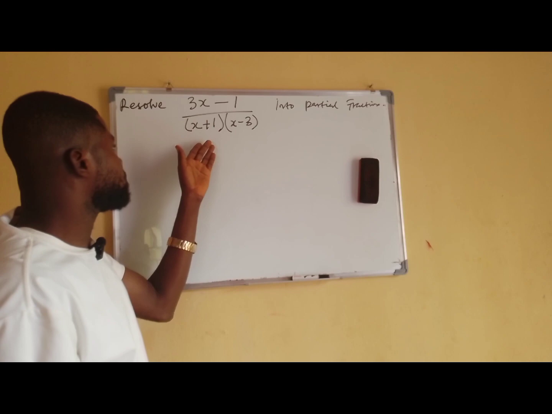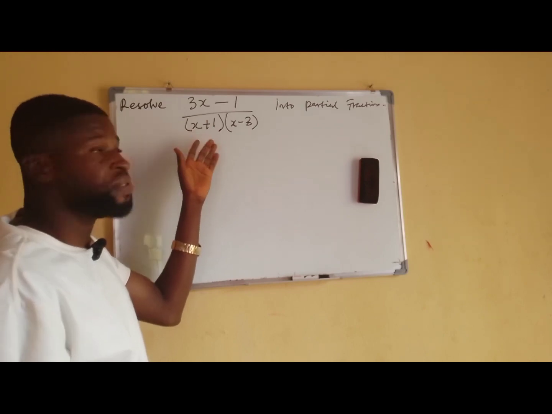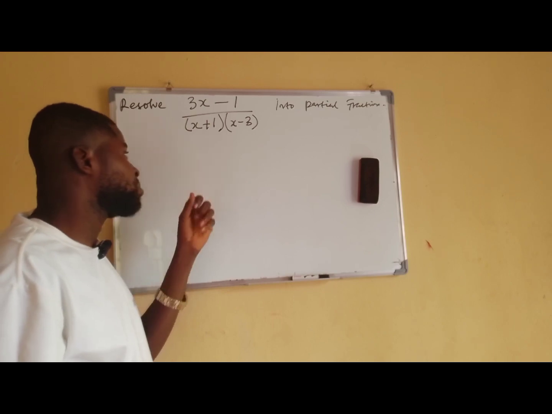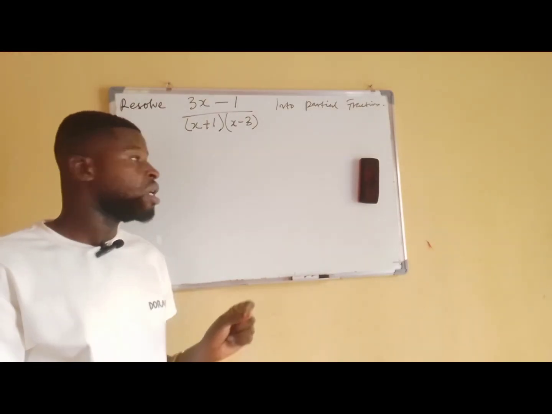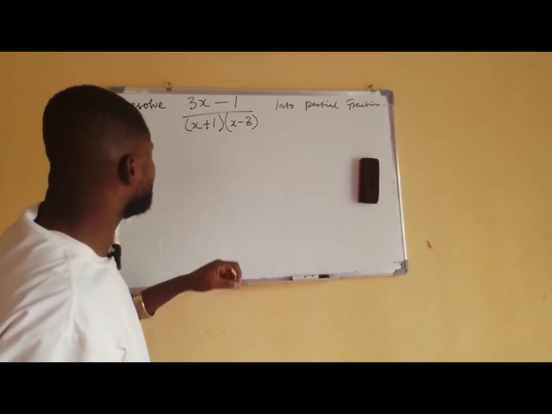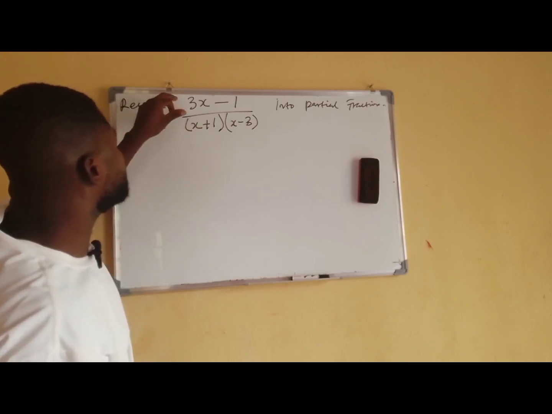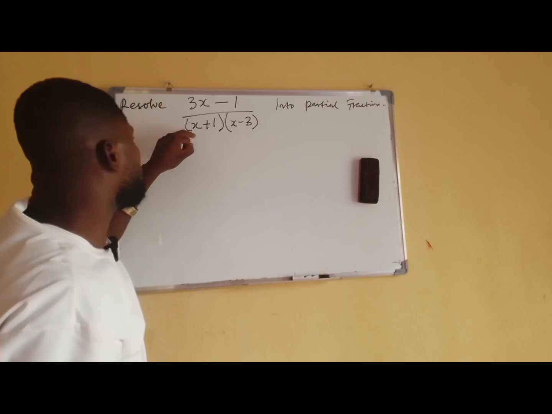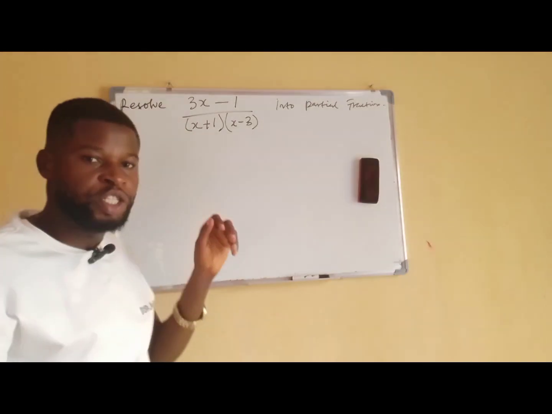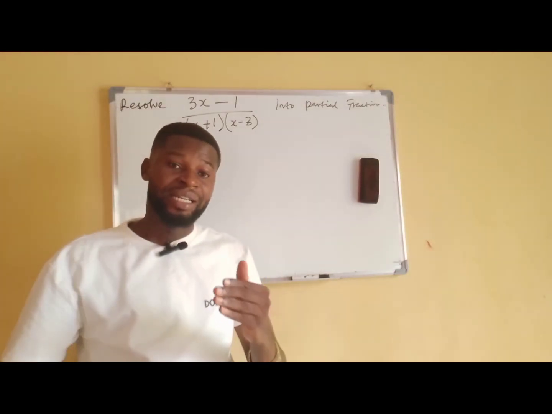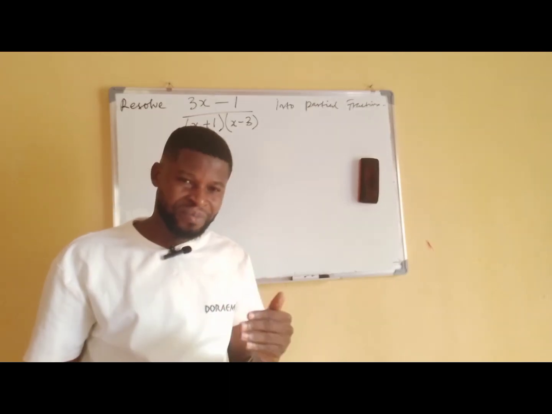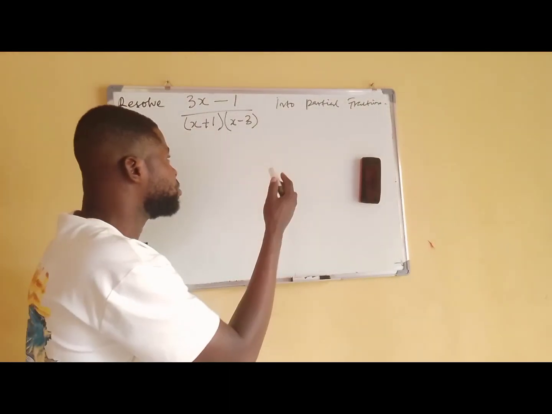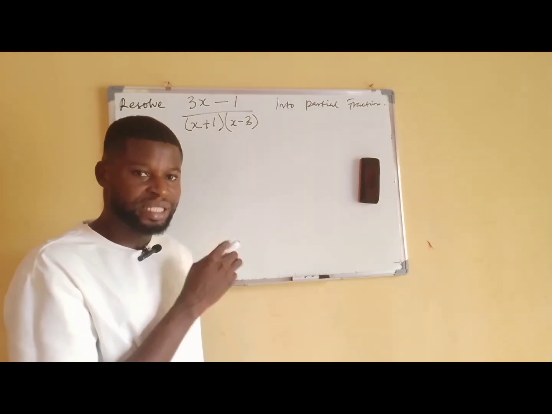But checking from this, you discover that here, the power of the numerator is less than the power of the denominator. I will still show you another example whereby the power of the numerator is either greater than or equal to the power of the denominator. That is the first thing you should know. Anytime any question is given as regards this, check that first.